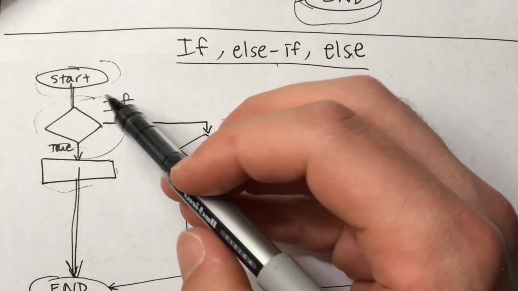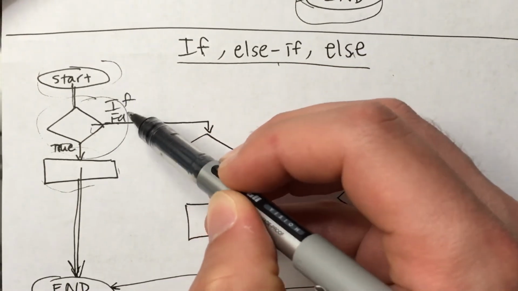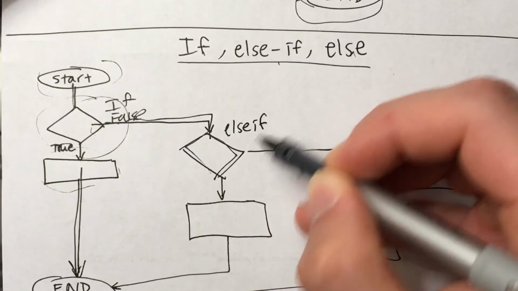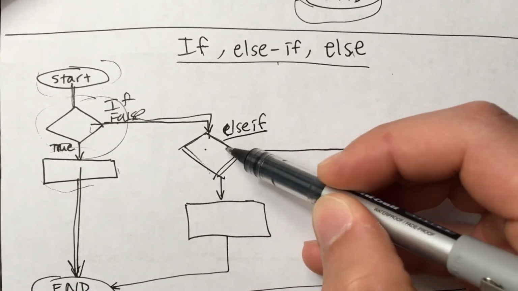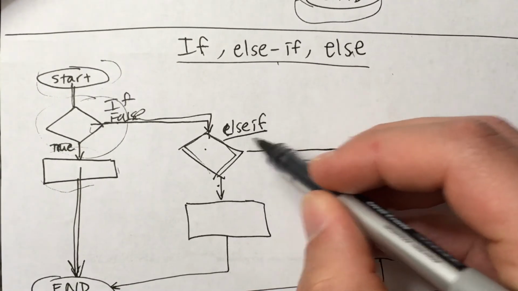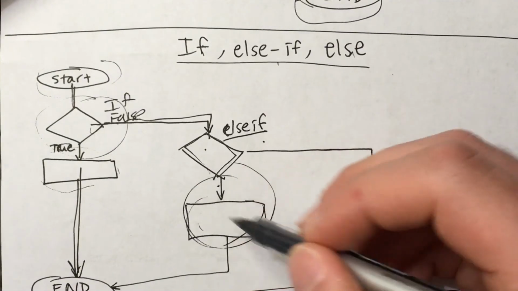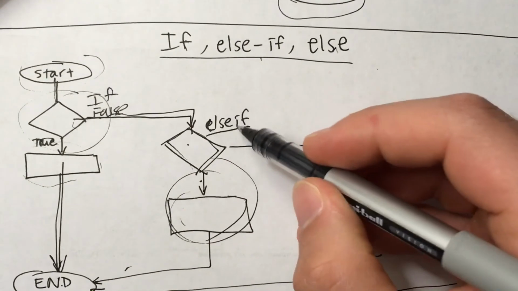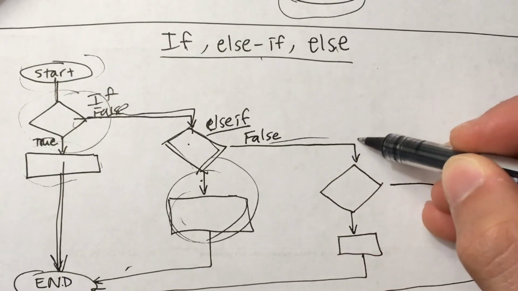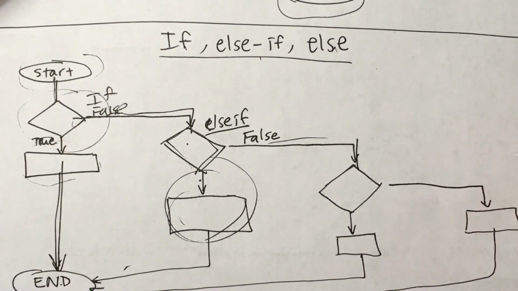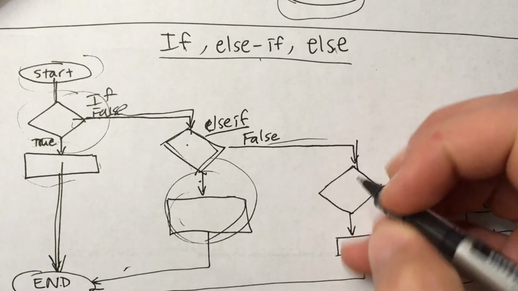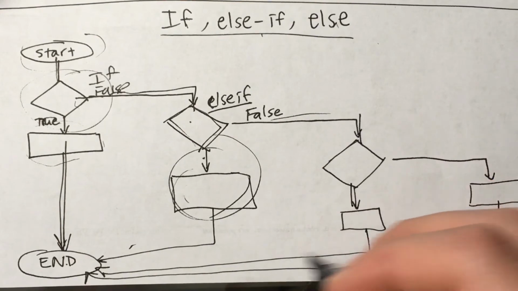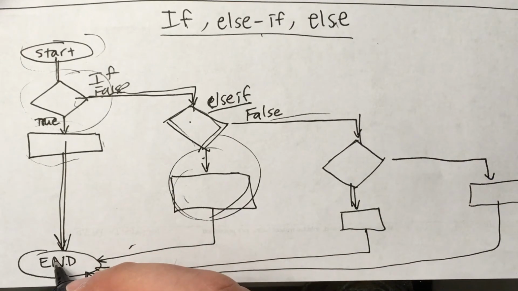But what if it's not true? It'll be directed on this path, false, to reach the second expression, and this could symbolize an else if statement. It could be true, and it could be false. If it's true, it'll do whatever we ask the program to do, and then go back to the end. If it's false, it could go to the next expression, and so on. You could have this repeating as many times as you want. Same thing, it could be true or false. If it's true, it'll do what you want, and in the end, it'll go to the ending terminal.